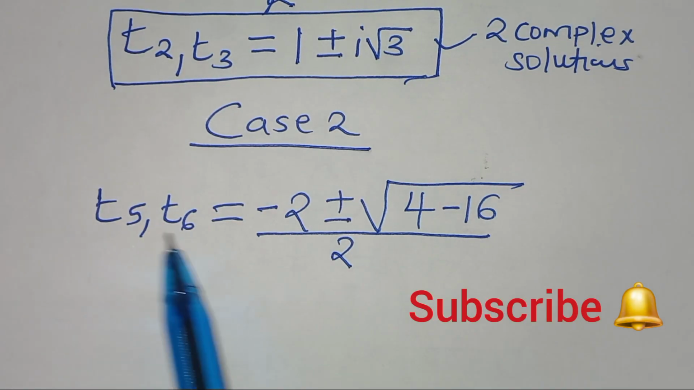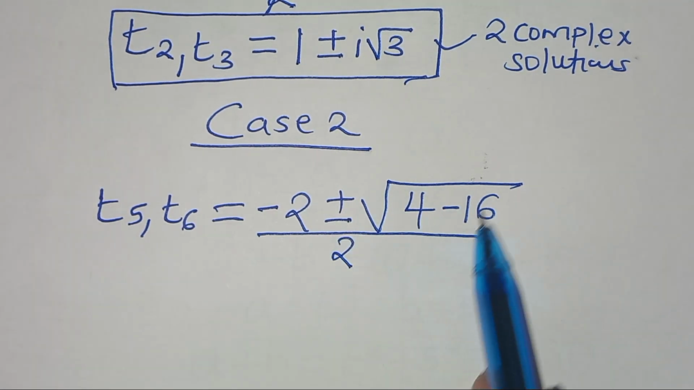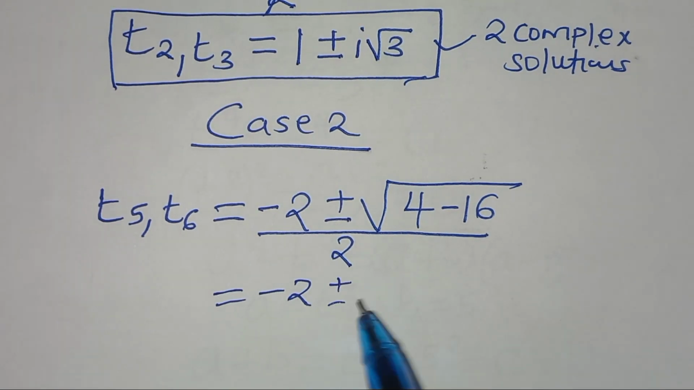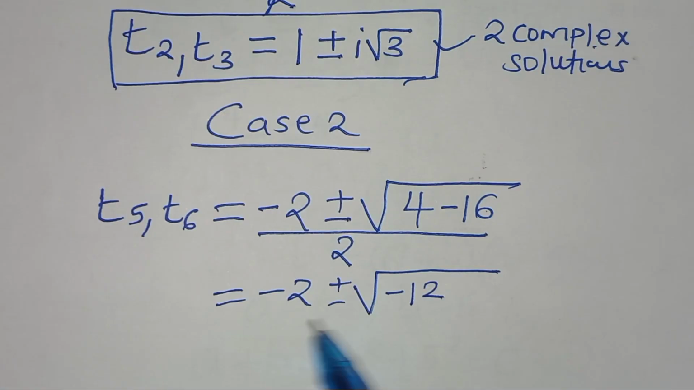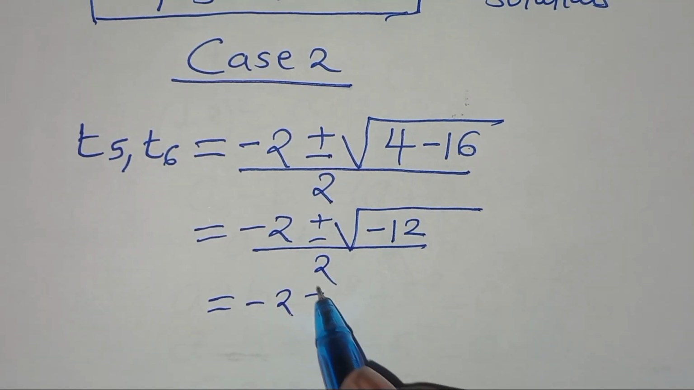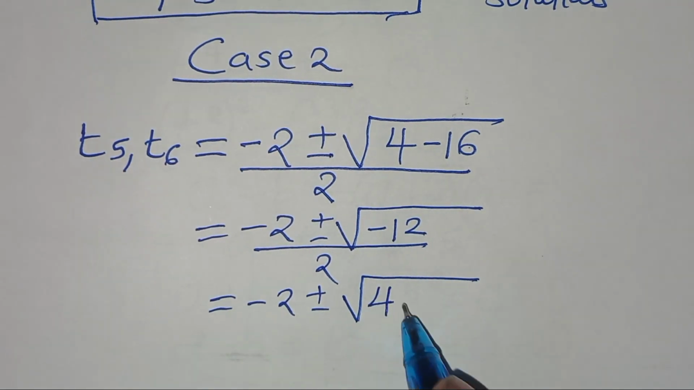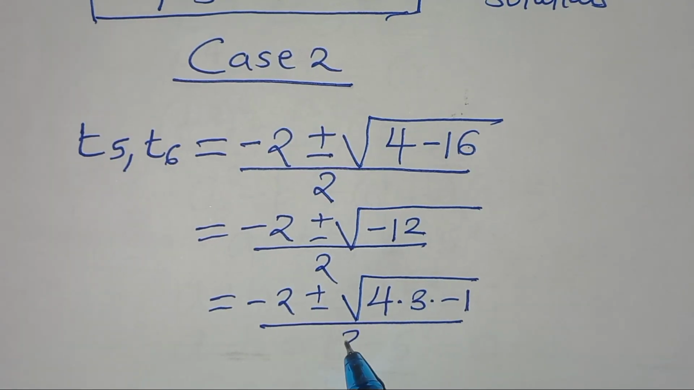We have t5 comma t6. This is minus 2 plus or minus the square root of 4 minus 16 divided by 2. So this is minus 2 plus or minus the square root of 4 minus 16, which is minus 12, divided by 2. So this is equal to minus 2 plus or minus the square root of minus 12, which is the same thing as 4 times 3 times minus 1 divided by 2.